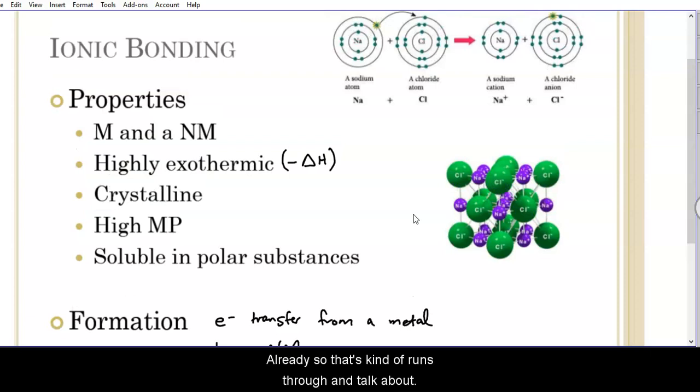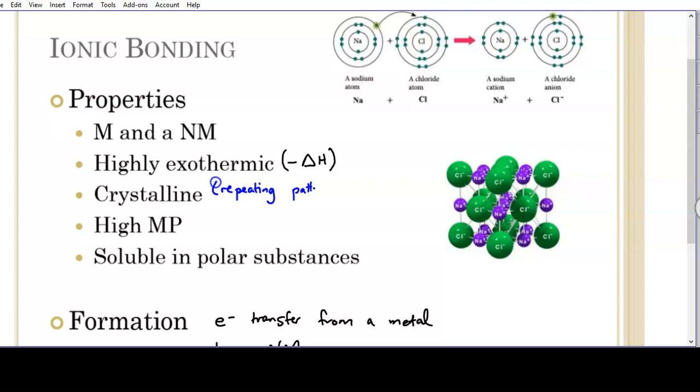Alrighty, so let's run through some basic properties of ionic compounds. There's always a metal with a nonmetal, positive with a negative. These are highly exothermic when they form. They release a lot of heat, so they have a negative delta H value. They are crystalline, which basically means that they exist in a repeating pattern, like NaCl, NaCl. They are very ordered and organized.